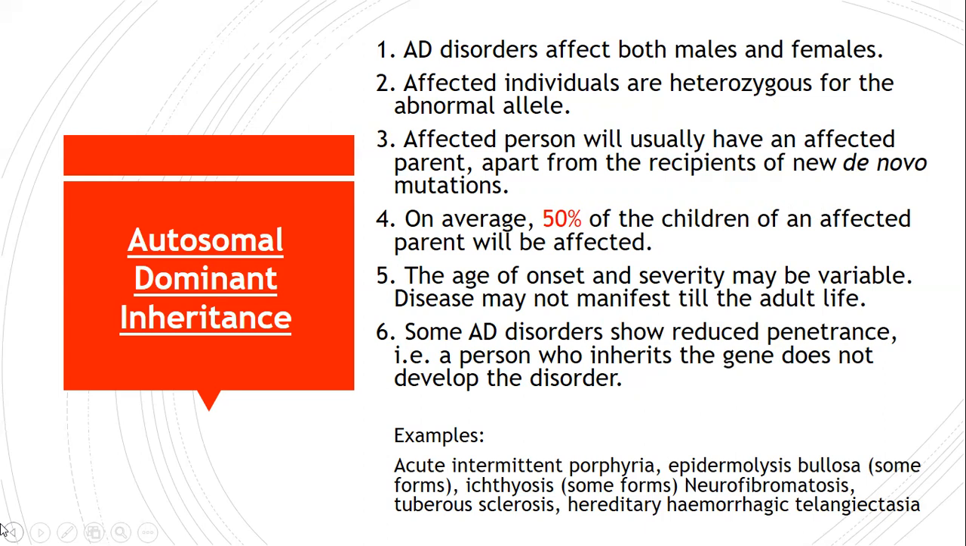So examples of autosomal dominant disorders include acute intermittent porphyria, epidermolysis bullosa some forms, ichthyosis some forms, neurofibromatosis, tuberous sclerosis, hereditary hemorrhagic telangiectasias.